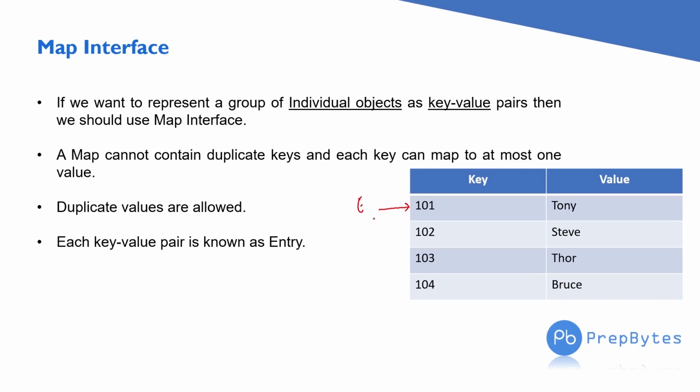So what is an entry? A key value pair is known as entry. So a collection of entry objects is known as a map. Also remember that key is also an object and value is also an object. And because key and value are objects, entry is also an object. So a collection of key value pairs, a collection of entry objects, is known as a map.